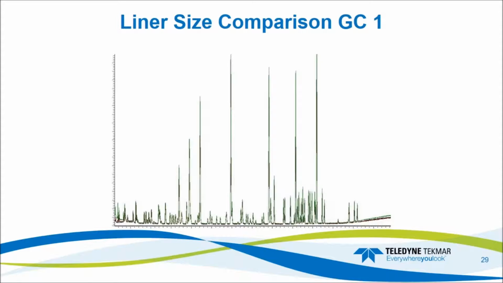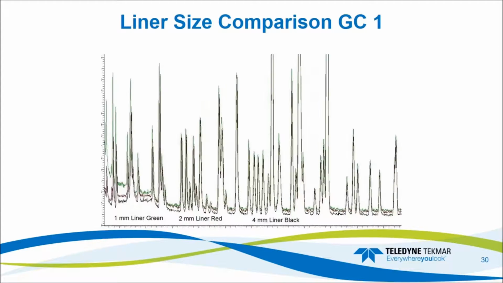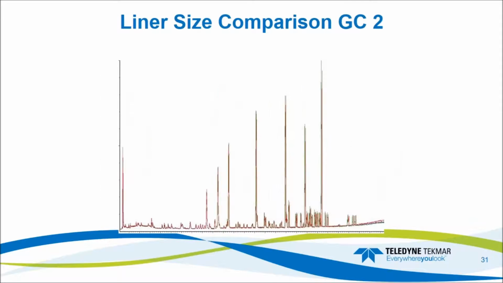Again, comparing the liners, we overlaid all the chromatograms for a 2 ppb standard, and everything overlaid fairly well for GC1. Blowing up that front region, again, you can see the difference between the 1 millimeter liner in the green versus the red versus the black for the 4 millimeter liner. And we really didn't see a drastic difference in any of the peak sizes or the peak shapes for the different liners for GC1. Moving on to GC number 2, the same thing.